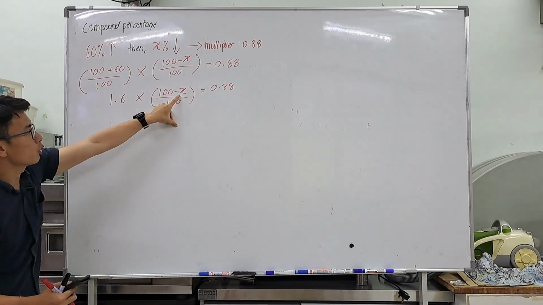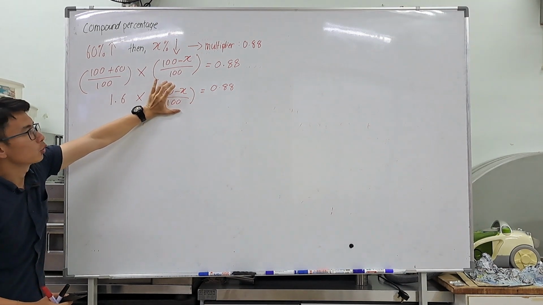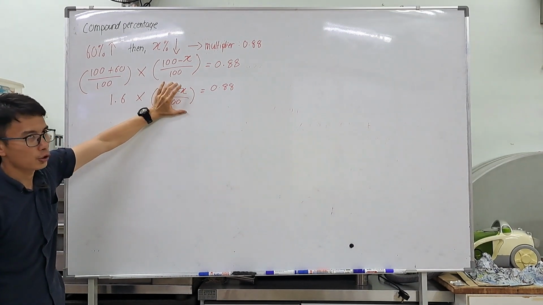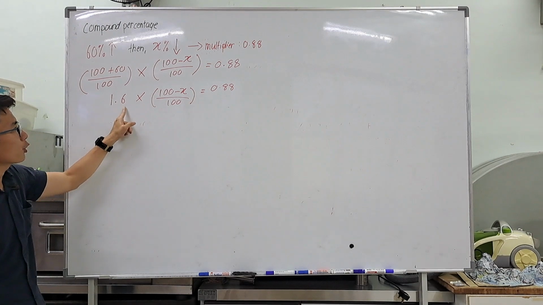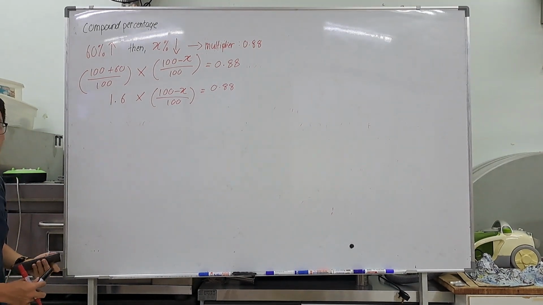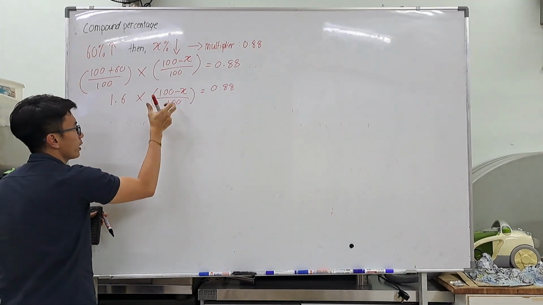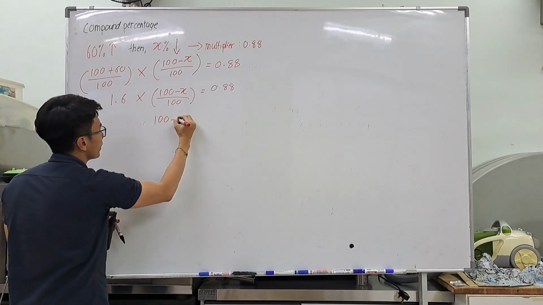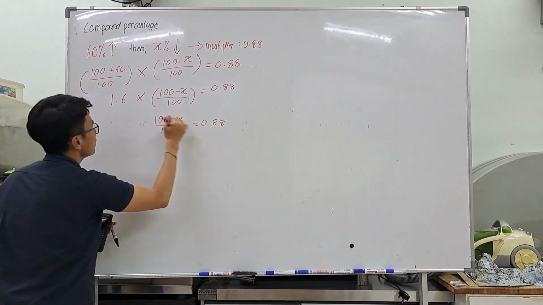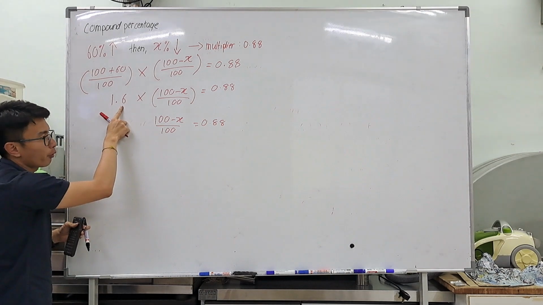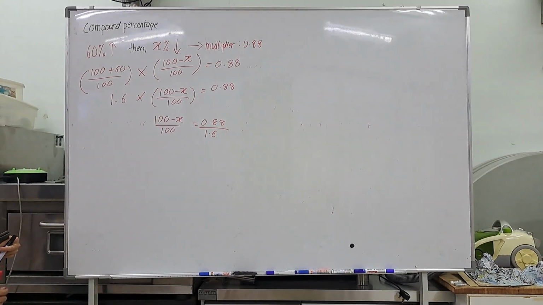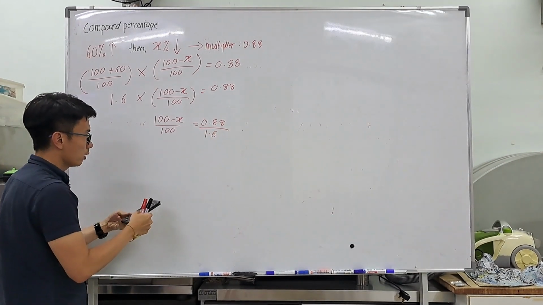Now, my unknown is over here, so I can't touch this first. I'm going to move all the numbers to one side and leave the unknown over here. Since there's an unknown here, I can't touch this, but I can move this away. Since this operation is a multiplication, I will take 1.6 and move it over, so it will become a division. I'm just going to write down 100 minus x over 100, and I will have my 0.88. Since I have moved this across, it was a multiplication operation, so right now it will become a division operation.